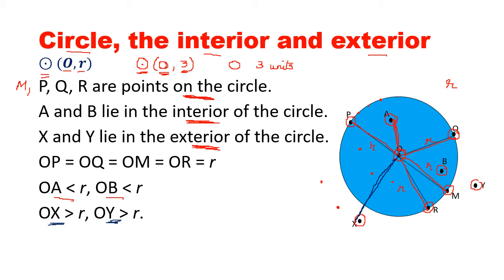Remember, you can have a region. So the interior is an enclosed place, means it is closed from all sides. But the exterior you can see is open. The exterior doesn't have a boundary. The interior has got a boundary. The exterior doesn't have a boundary. So is it clear to you?